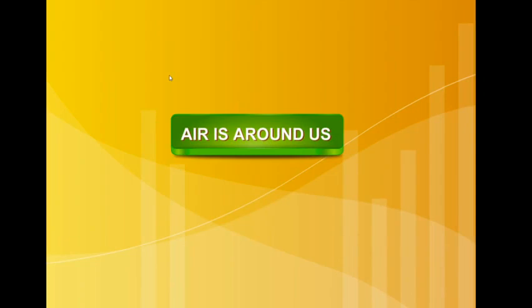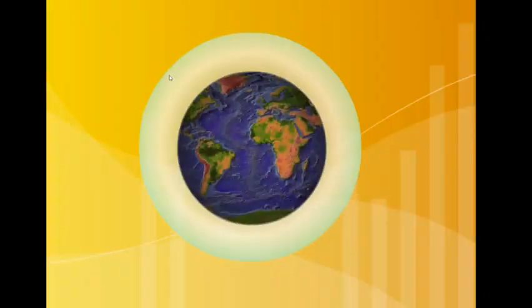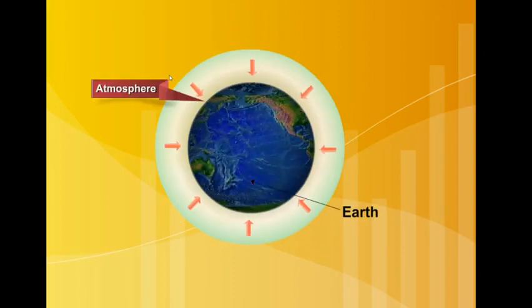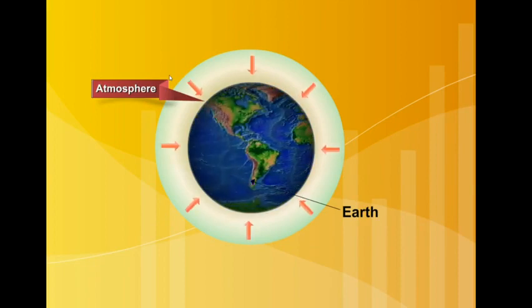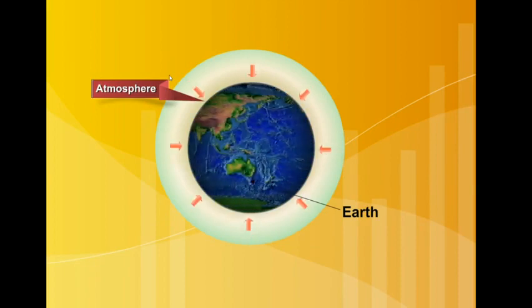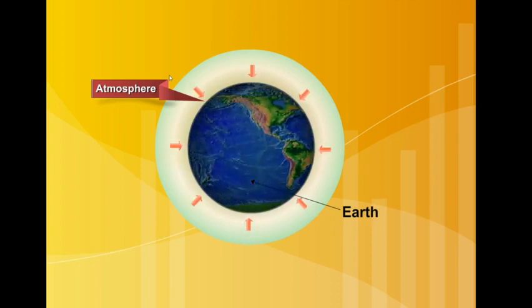Air is around us. We live on earth and there is a lot of air around us. Air is a mixture of colorless, odorless and tasteless gases. The layer of air surrounding the earth is called atmosphere. Air exerts force on the earth due to its weight. The pressure exerted by the air present in the atmosphere is called atmospheric pressure.